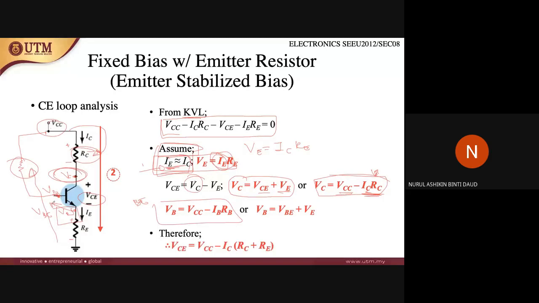Usually we know the value of VBE, because VBE is always constant at 0.7. So we know the value of VBE here, and we know the value of VE here, where VE is IE RE, and IE is the same as IC, so IC RE. Since you know all this information, you can also use these equations. Decide which equation you want to use based on what information you have.